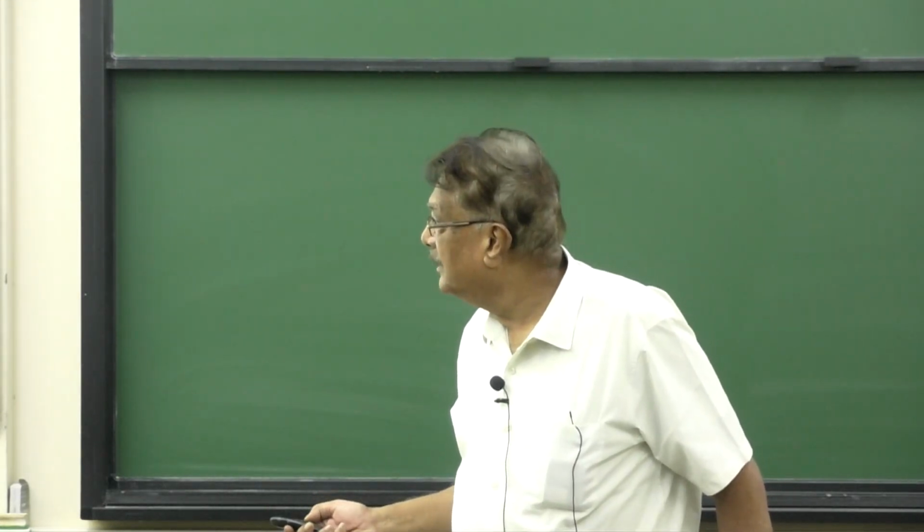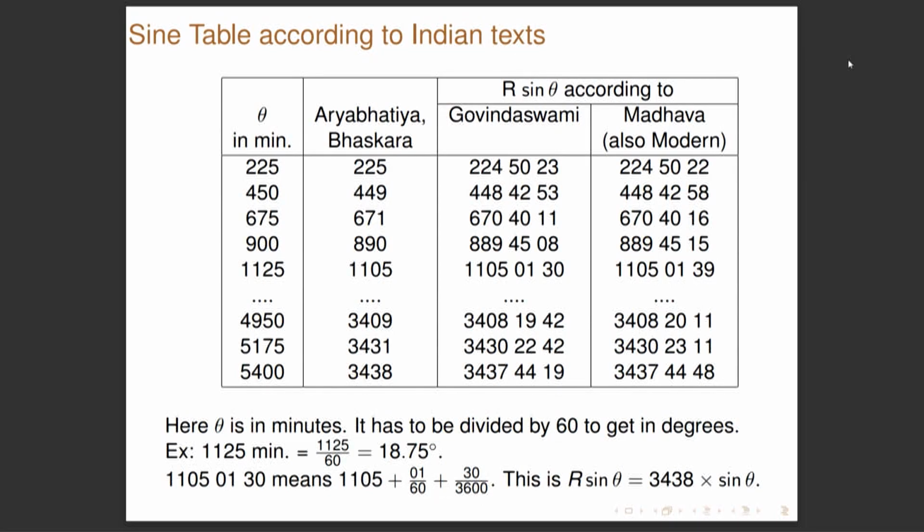Now, this is the sine table according to the Aryabhatiya, and also the great Bhaskara, 12th century, who also gives the same thing. These are the sine values themselves. Then there is one astronomer and mathematician called Govindaswamy, around the 8th or 9th century, who gives these values, and if you take the Madhava series, then these are the values.